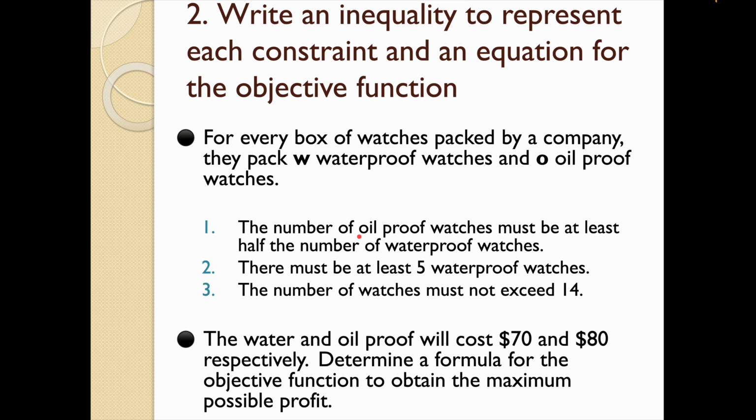So with this one, as you can see, it says for every box of watches packed by a company, they pack W waterproof watches and O oil-proof watches. The number of oil-proof watches, so this whole thing here represents O, must be at least half the number of waterproof watches. So half is written as 1/2, and we know the number of waterproof watches is basically W. So here O is more than or equal to half W. And that's the first one.